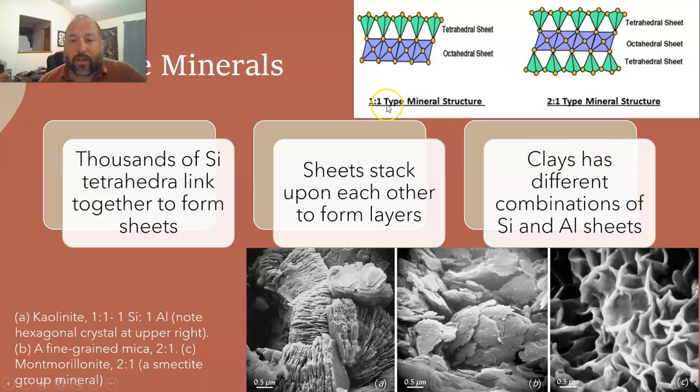But just to give you a look at what that would look like down to the mineral structure, you can look at the 1-to-1 like kaolinite. What we would see down in here is that we've got our tetrahedral sheet of silica, and then our octahedral sheet of aluminum that is bound on. And if we had a 2-to-1 structure, there's the silica tetrahedra on top, the aluminum octahedral sheet in the middle, and then another silica tetrahedral sheet on the bottom.